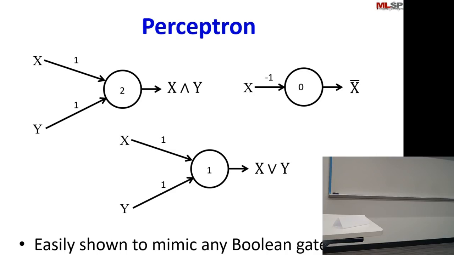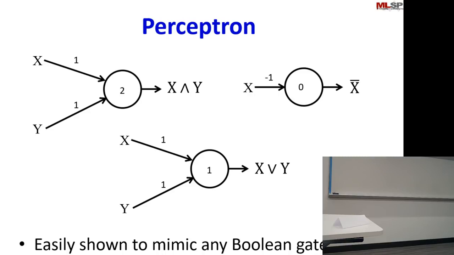A perceptron can be a Boolean function. In these figures, remember, you're looking at a weighted combination of inputs compared to a threshold. Each of these is a perceptron. The weights are written above the arrows, and the threshold is inside the circle. This figure here has a threshold of 2.